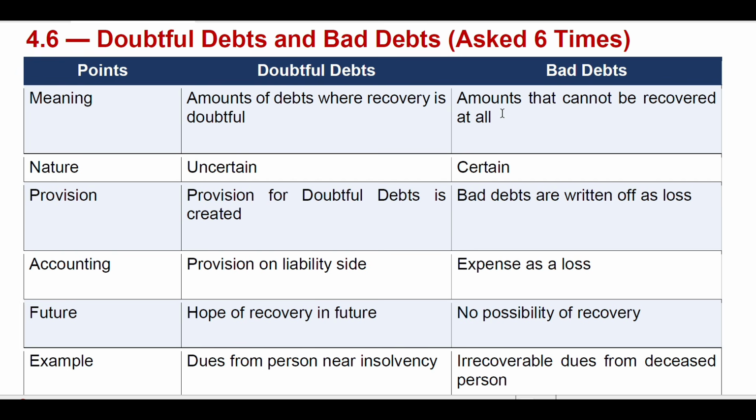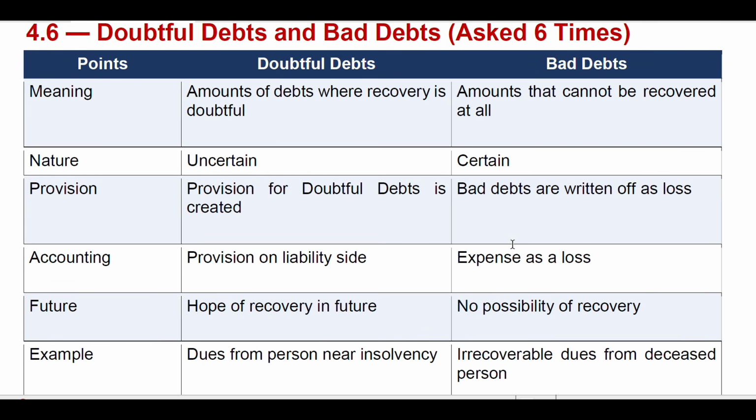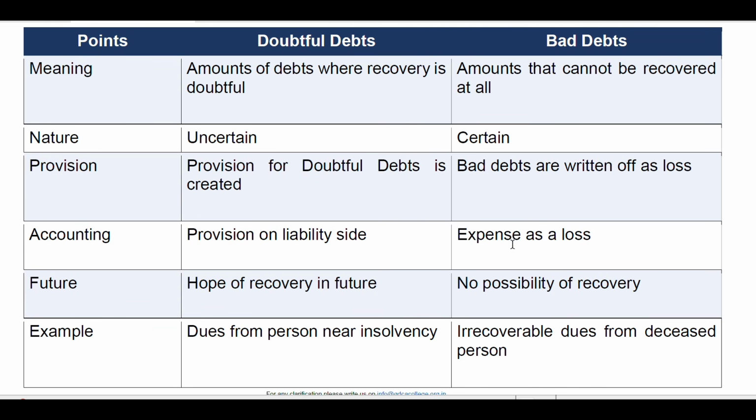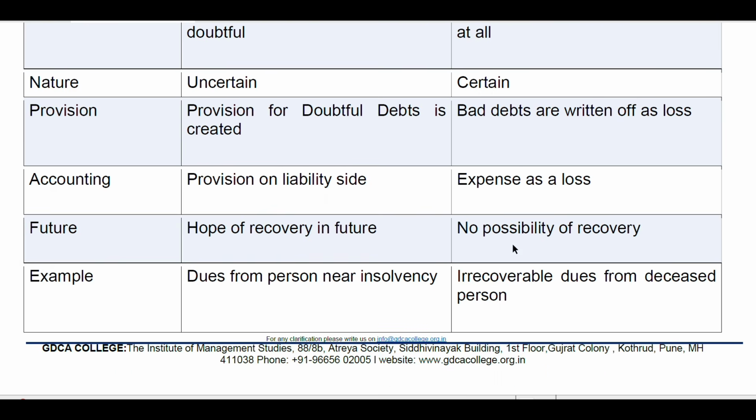Bad debts, what are bad debts? The amount that cannot be recovered at all, the nature certain. Bad debts are written off as loss, shown as expense or loss on the balance sheet side. No possibility of recovery in bad debt. There is no possibility of recovery at all. Irrecoverable dues from a deceased person, you can say. So recovery is not at all possible.